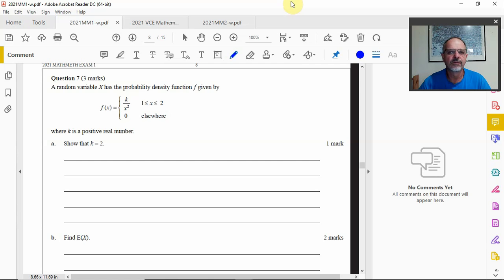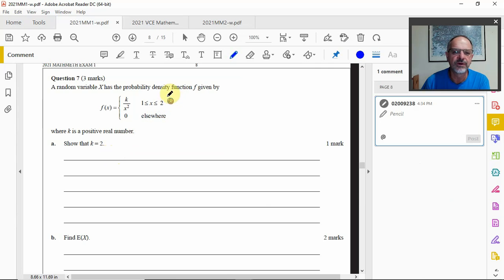Okay, so moving on to question 7 now. Another probability question, this time the probability density function is given by this piecewise. The probability density function f(x) is k on x squared when x is between 1 and 2, where k is a positive real number. So show k is 2.